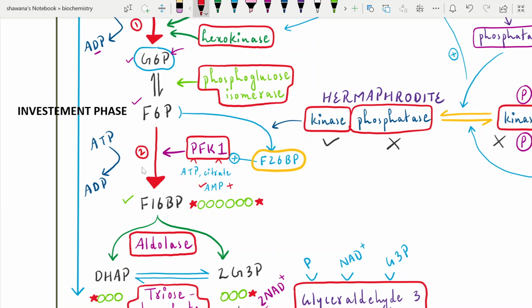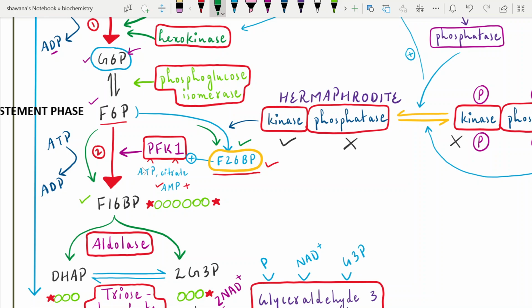The most important regulator for glycolysis is fructose 2,6 bisphosphate. It's a molecule produced from fructose 6 phosphate. For example, if there are millions of fructose 6 phosphate, hundreds of them are converted to fructose 2,6 bisphosphate, and the other millions are converted into fructose 1,6 bisphosphate. But this is a very powerful regulator because it regulates PFK1 to convert the remaining fructose 6 phosphate to F16BP. This enzyme is regulated by a hermaphrodite enzyme.